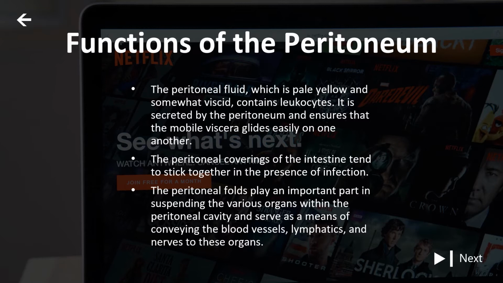And lastly, large amounts of fat are stored in the peritoneal ligaments and mesenteries, and especially large amounts can be found in the greater omentum.